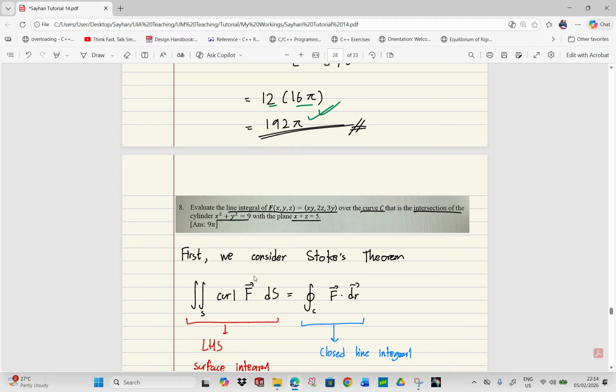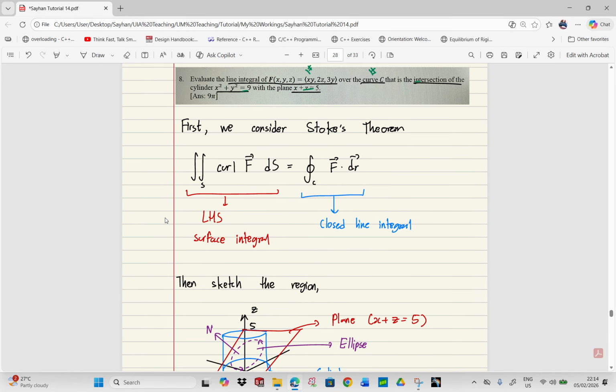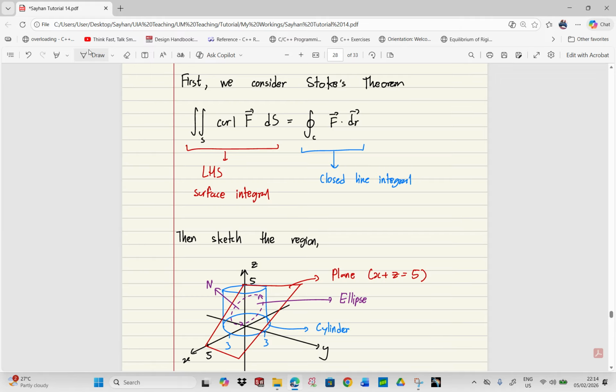Going to question number 8. They ask us to evaluate the line integral of this force field vector over the curve C, the intersection of the cylinder and the plane. It's very similar to question 7, because when the plane and cylinder intersect, the resulting surface is an ellipse.